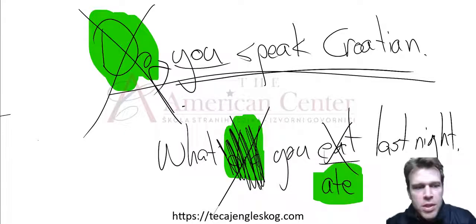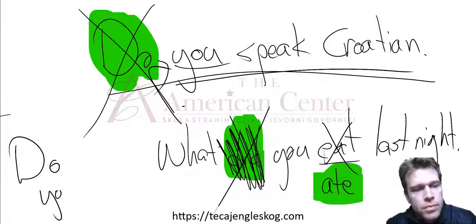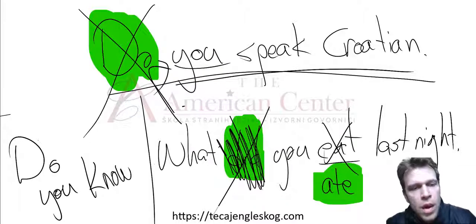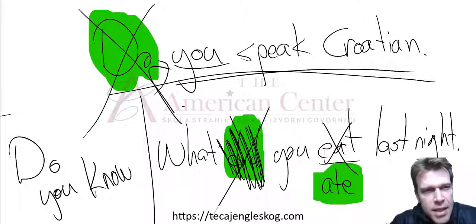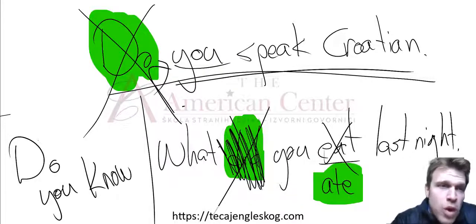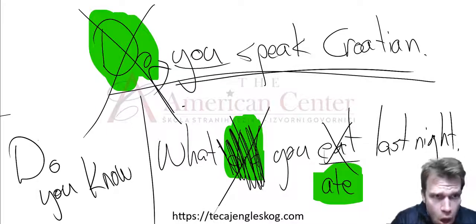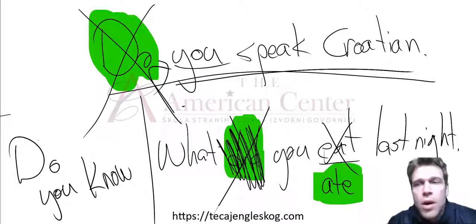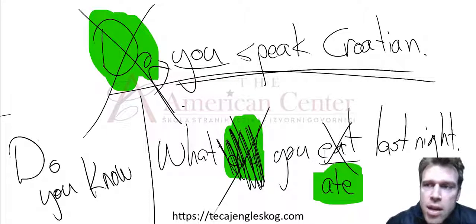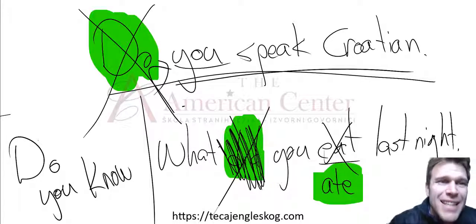So simply put, do you know what you ate last night? Could you tell me what you ate last night? I don't know what I ate last night. Do you know what I ate last night? Okay, so that's an indirect question. We must practice a lot with these types of questions.